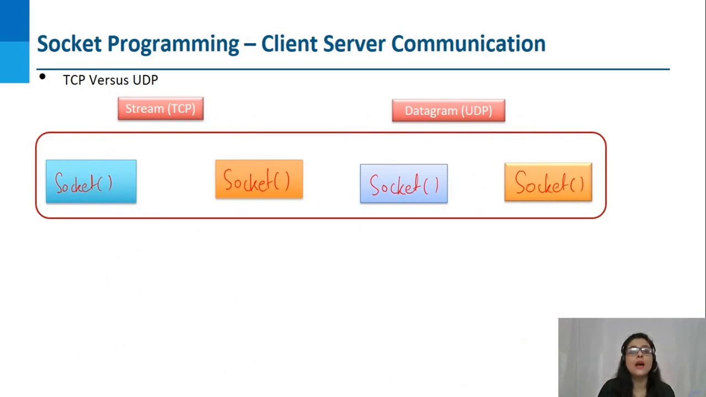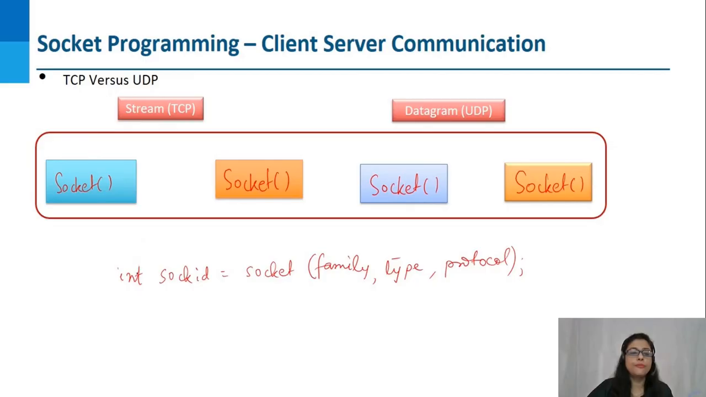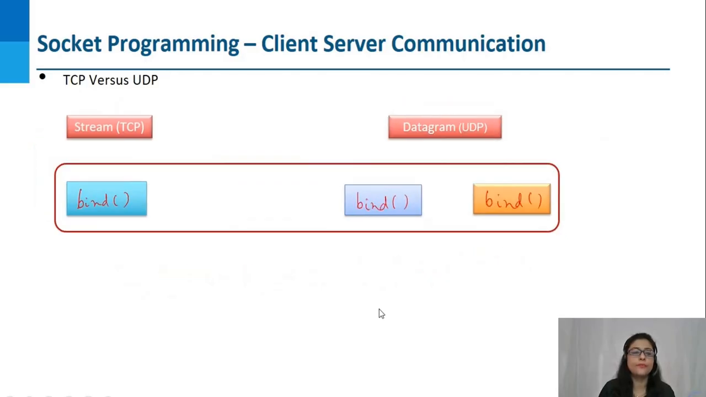So let us understand how to write the socket system call. The formation of the socket is, you have to write an integer. So this is a file descriptor sock ID, which is an integer number. So this is the formation: socket, family, type, and protocol.